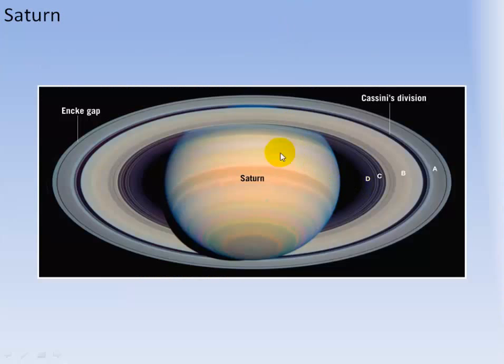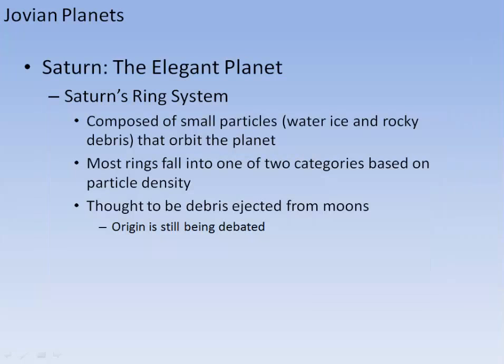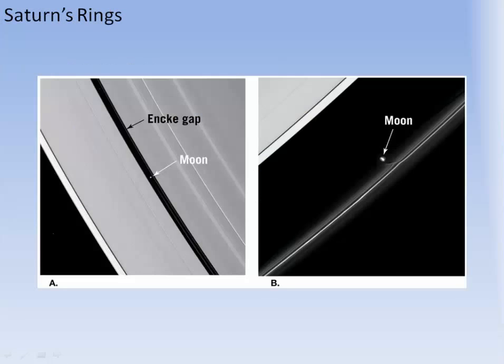So here's a picture of Saturn. And here are the rings. Saturn's ring system is composed of small particles, water ice, and rocky debris that orbit the planet. Most rings fall into one of two categories based on particle density. Thought to be debris ejected from the moons. The origin is still debated.